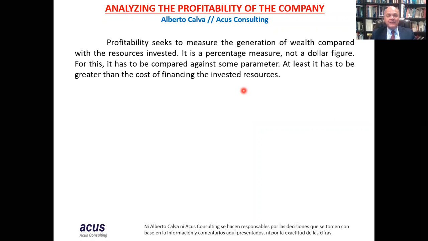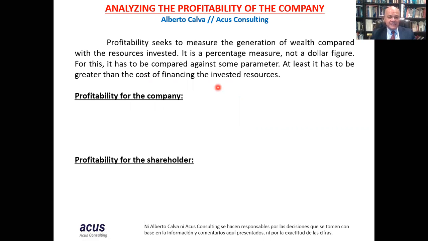Let's assume there is a company that has financing from debt. This is loans from banks, and also money from the shareholders. In this case, we'll have to do the calculation of the weighted average cost of capital, the WACC. And therefore, we can compare the profitability with that weighted average cost of capital. In another video, we'll talk about the weighted average cost of capital. Now, when we're talking about profitability, there are two ways of analyzing profitability. One is profitability for the company, and the other one is profitability for the shareholder.